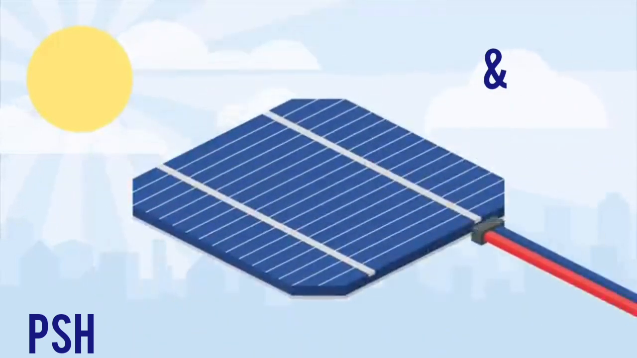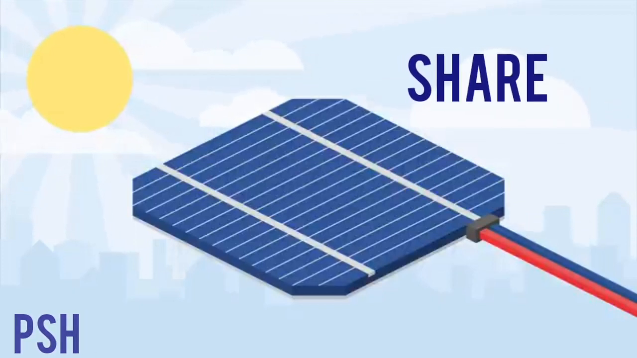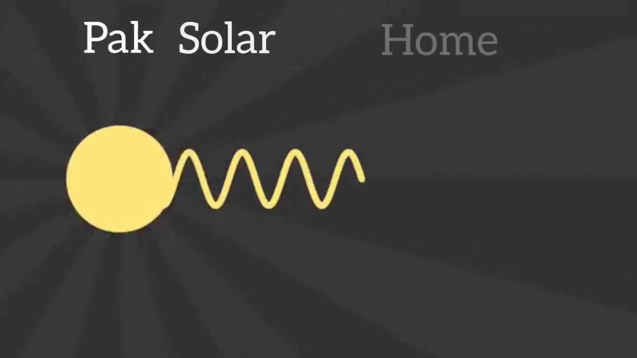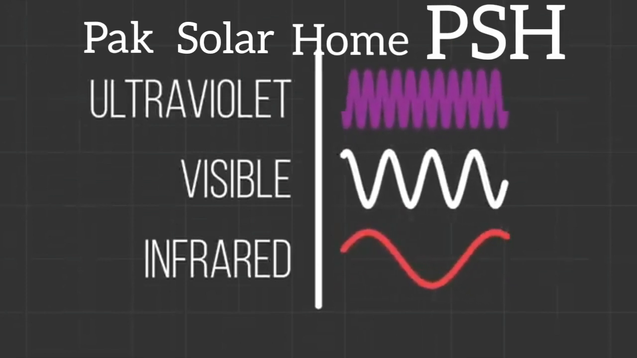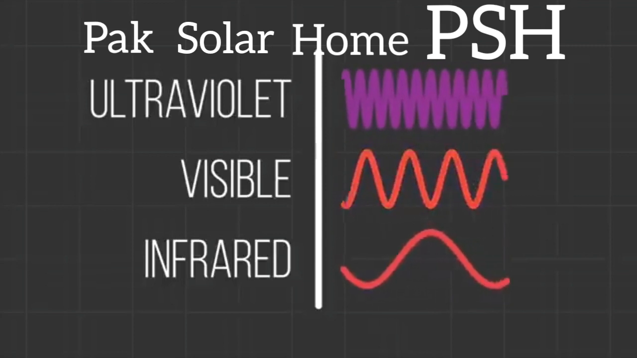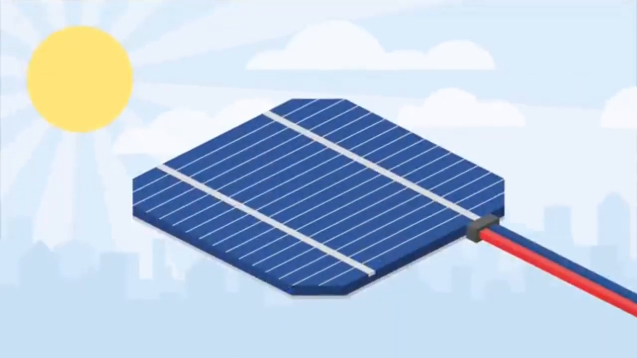A solar cell gathers light from the sun and generates electricity, just as a leaf generates food for a plant. Let's find out how. The sun emits energy in the form of waves. These waves can range in length from short ultraviolet waves through the rainbow of the visible spectrum to long infrared waves. When the sun is shining, these waves move towards the Earth and hit the surface of the solar cells.